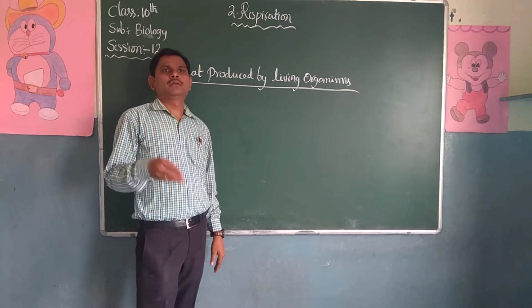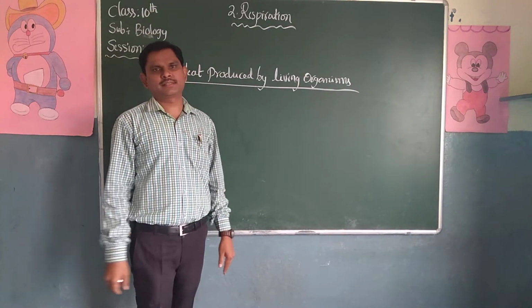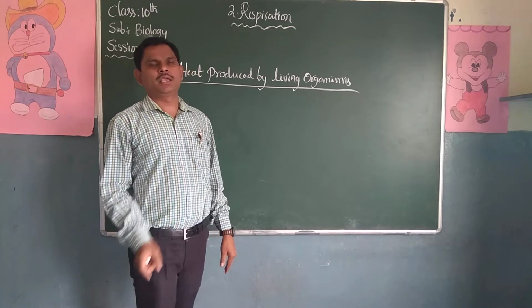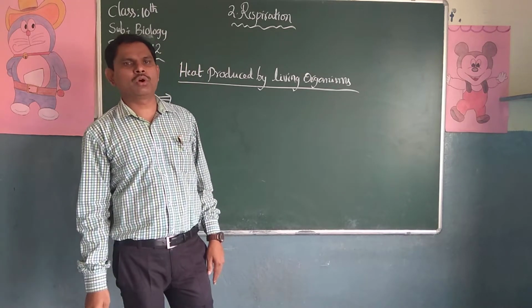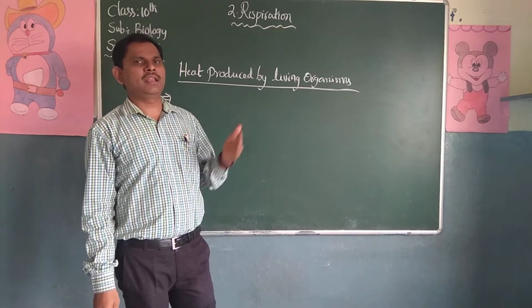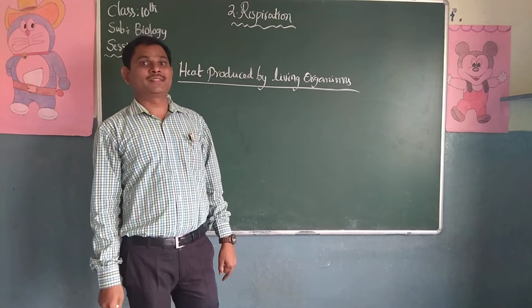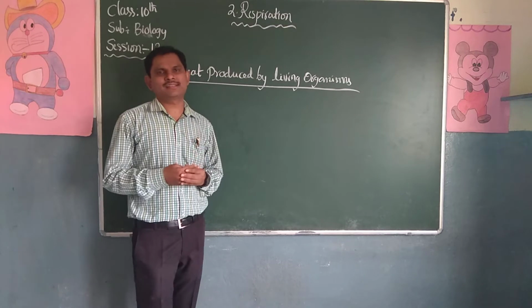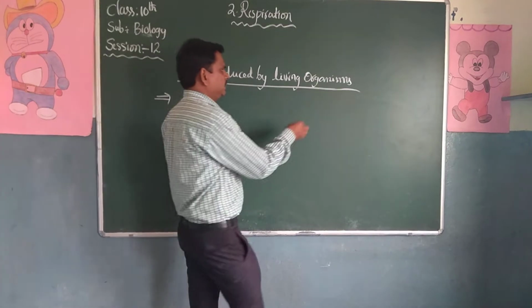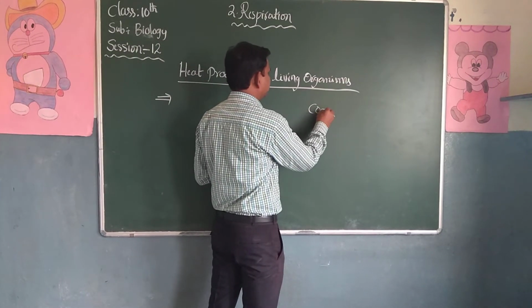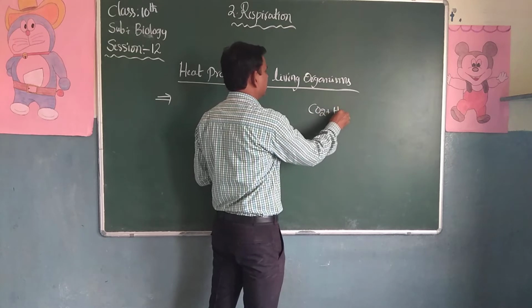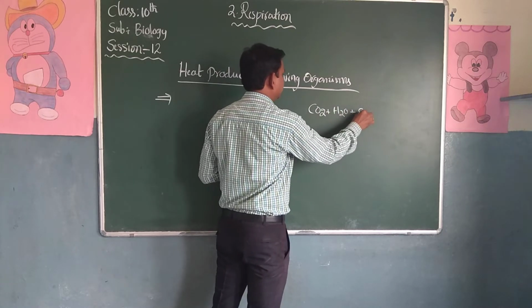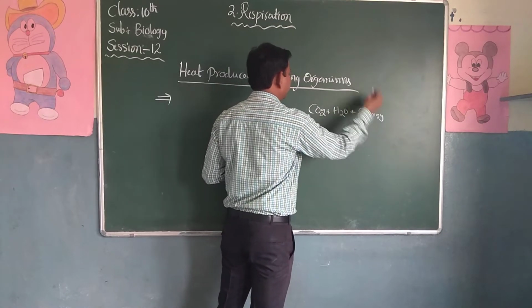We know that when oxygen enters into the lungs, it will combine with the hemoglobin to form oxyhemoglobin and enter into the cell. In the cell, when cellular respiration takes place, it utilizes oxygen and releases carbon dioxide, water and energy.